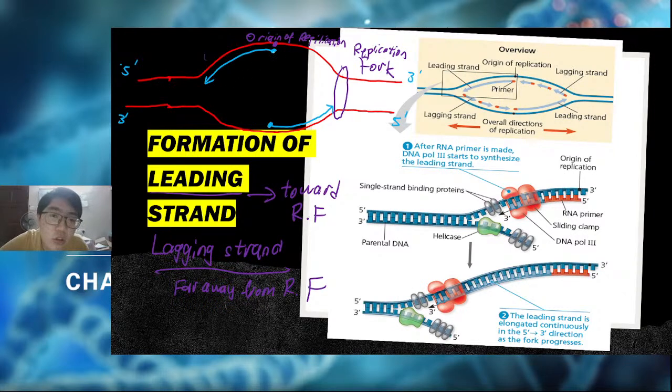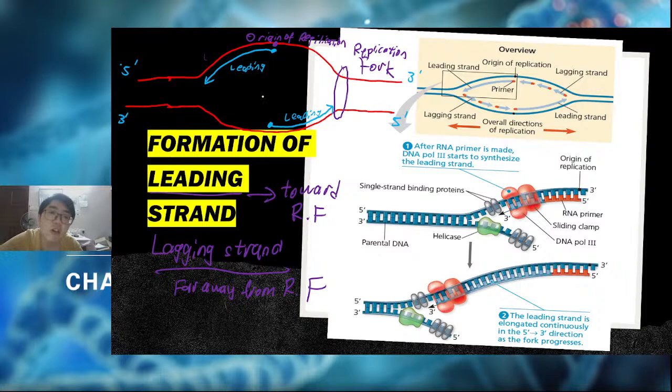Okay. So the leading strand is formed from the origin of replication. It forms the DNA strand from the origin of replication toward the replication fork. So this one is the leading strand. Next is about the lagging strand.